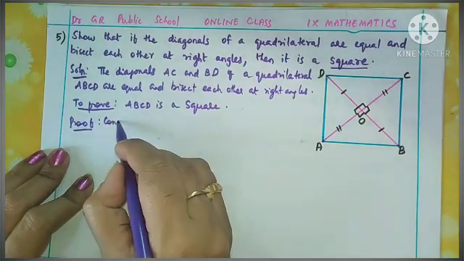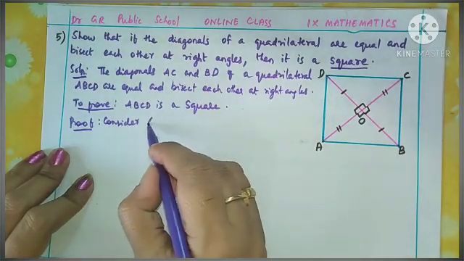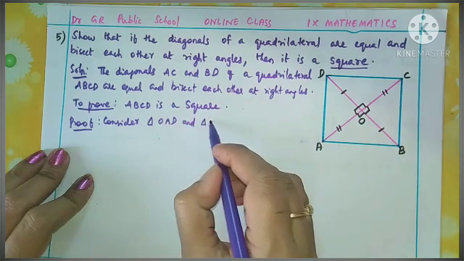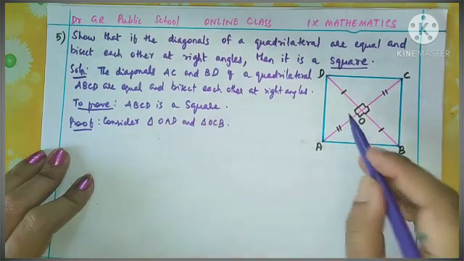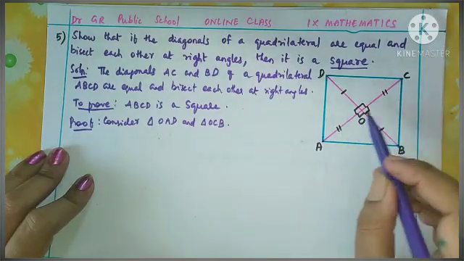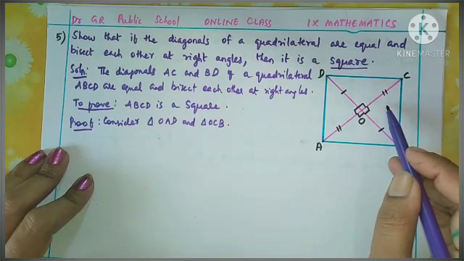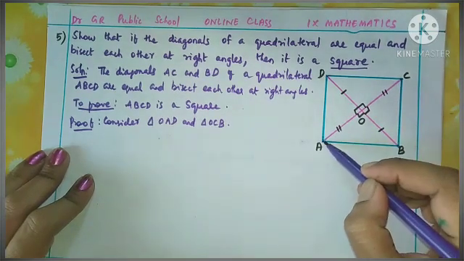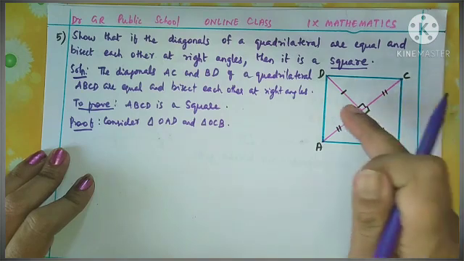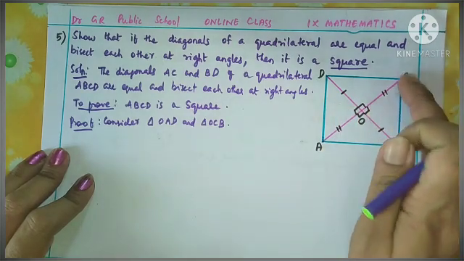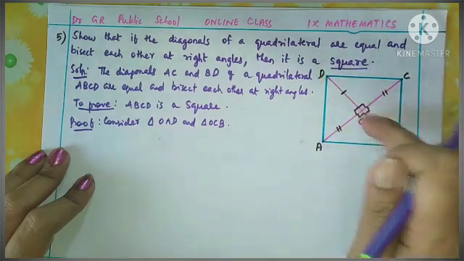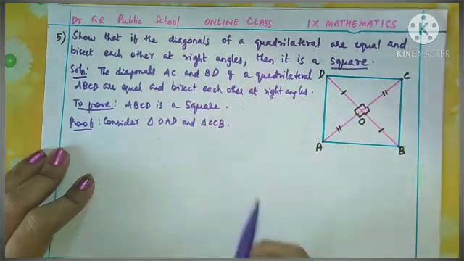So consider triangle OAD and triangle OCB. Yes, these two triangles. So what are the similarities you can see here in these two triangles? Yes, given that they are bisecting, so OA equal to OC. Understand, in this triangle OA equal to OC. Similarly, OB equal to OD. They are equal, given in our question.